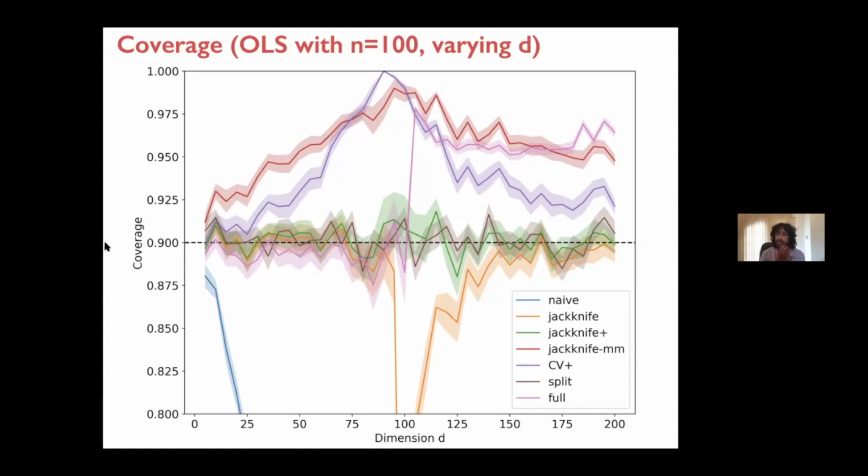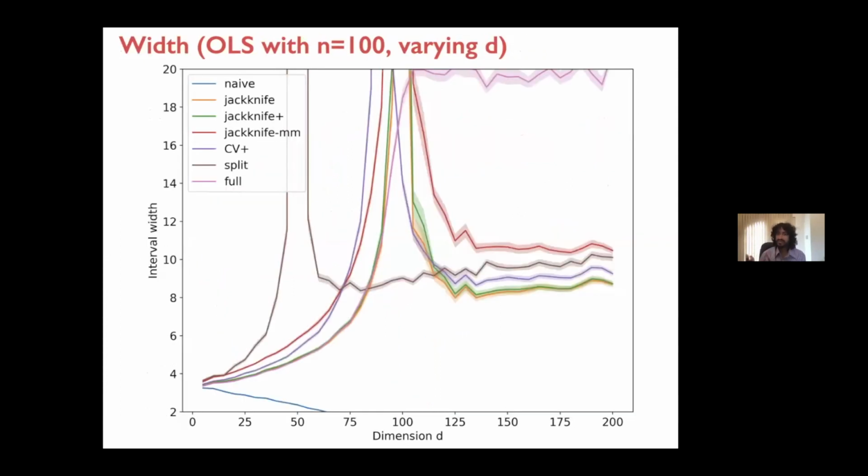Okay, so that's for coverage. All of this kind of makes sense. We can now look at width, which is how large these intervals are across n and D. Again, we'll go in order. The naive intervals have really small widths, and that's just because they don't have any coverage. You'll see this blue line trailing off at the bottom, meaning it undercovers heavily. The Jackknife and the Jackknife Plus, the orange and the green lines, are extremely similar.